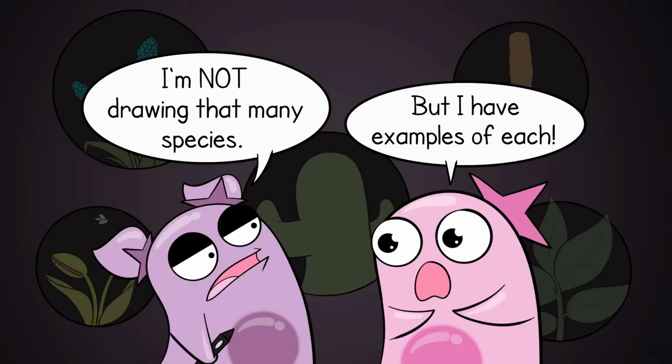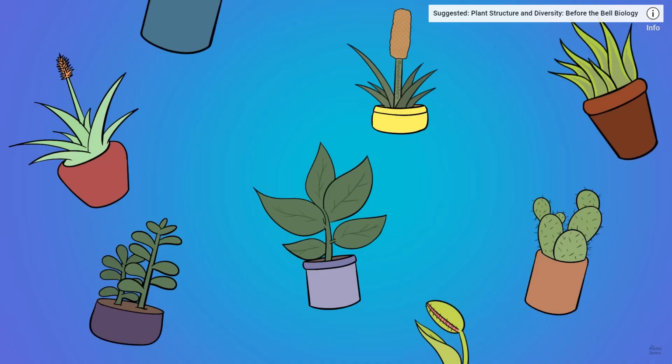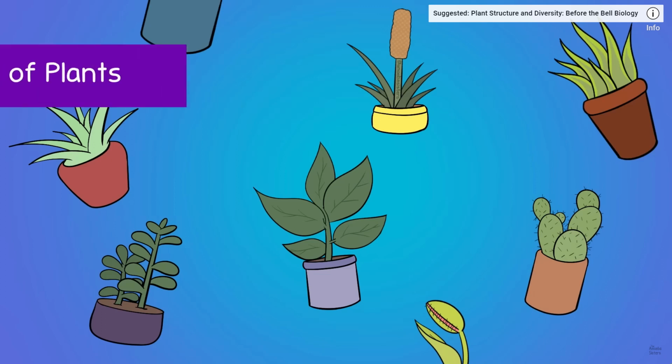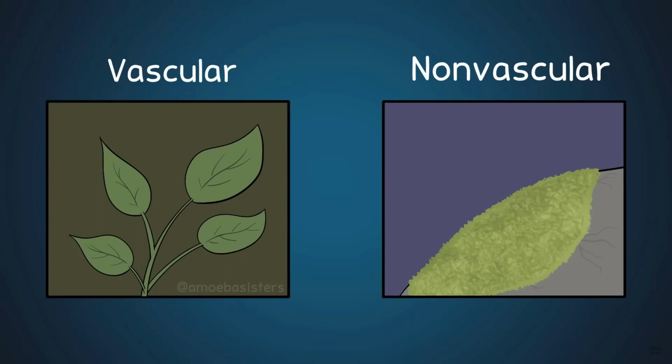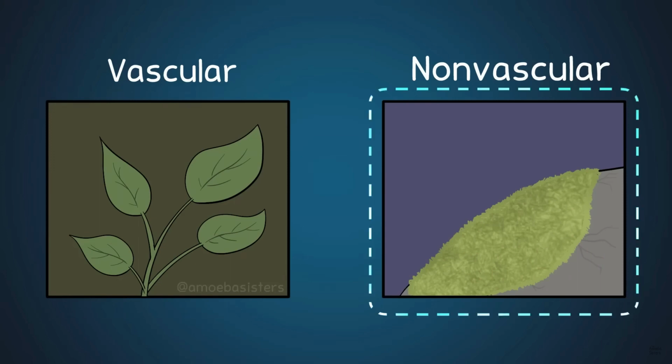There are over 300,000 estimated species of plants. And there are some fascinating adaptations that have helped them live in a variety of environments. This video is going to briefly touch on types of plants, their structure, and some fascinating adaptations. First, we need to outline 2 general plant categories, vascular and non-vascular.